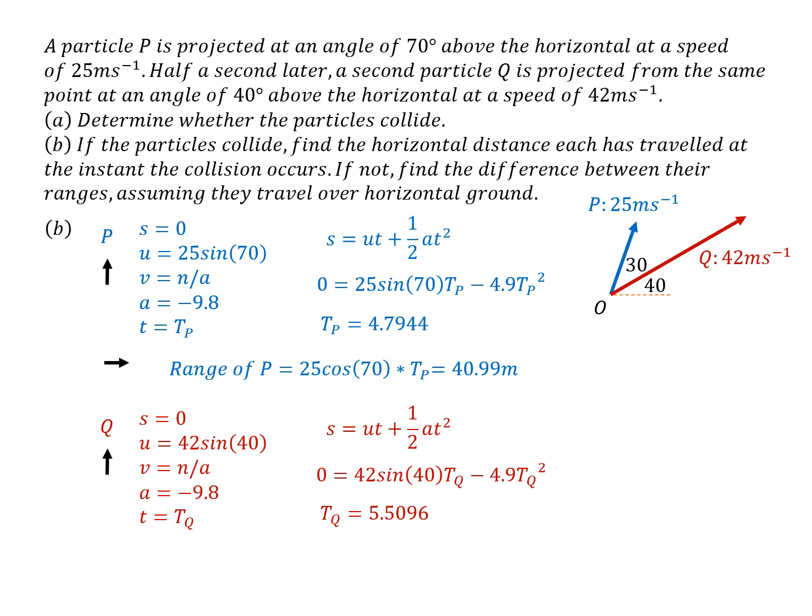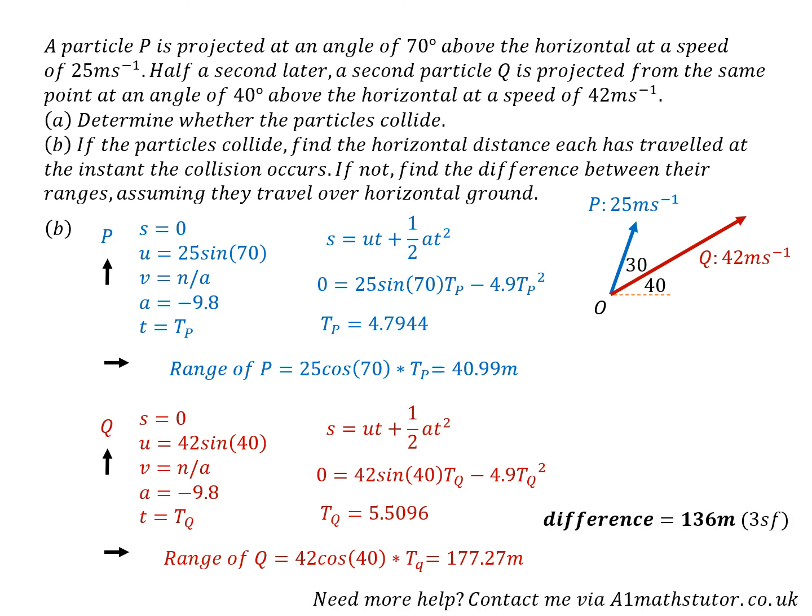So the difference of half a second doesn't make any difference to these calculations. We can work out the range of Q by multiplying that time by the initial velocity horizontally, and then we can work out the difference in the ranges. That's the difference between these two numbers, 40.99 and 177.27. So the difference in their ranges is 136 meters. So there we are.